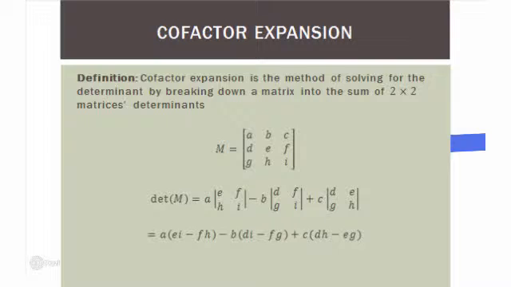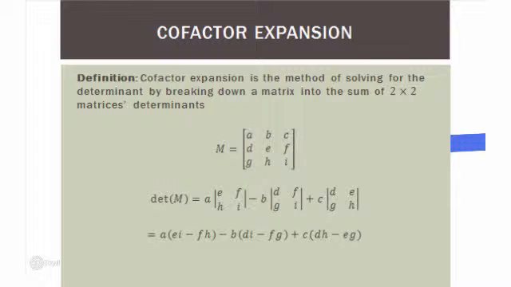Now, cofactor expansion. So this is our way of solving for the determinant by breaking a matrix down into the sum of 2 by 2 matrix determinants. So this is how we can take the determinant of any sized matrix. So given this 3 by 3 matrix, this is how we're going to do it.